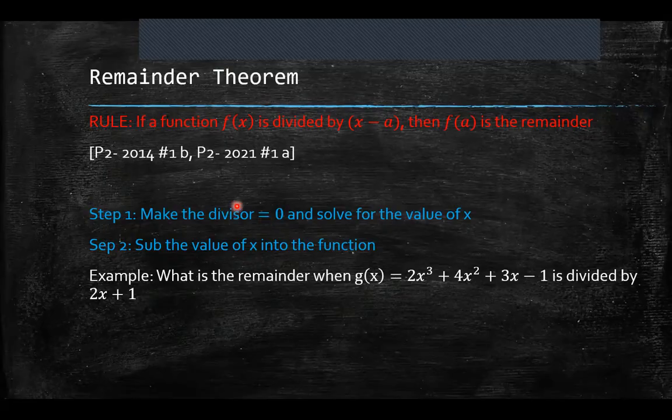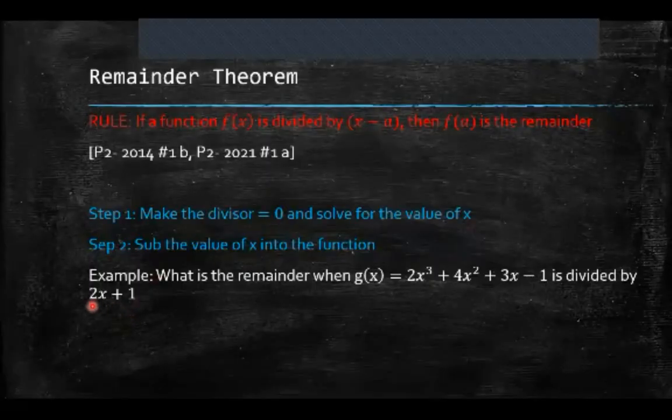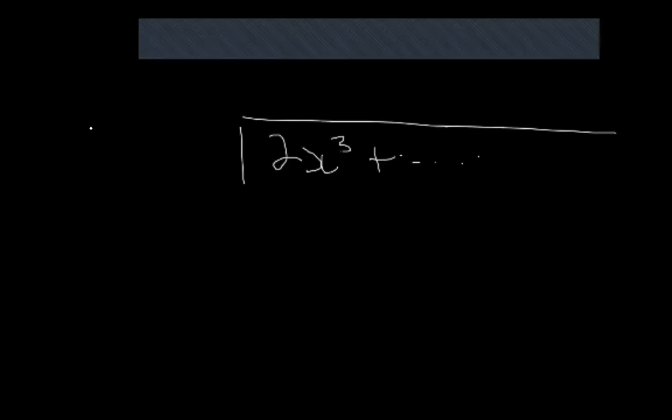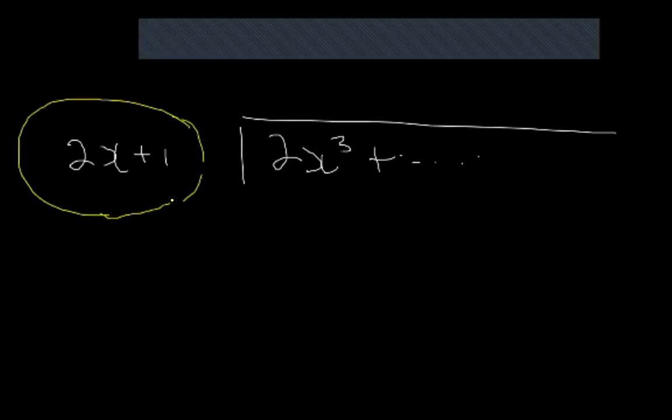The first thing you want to do is put the divisor equal to 0. This is my divisor. Why is that the divisor? That's what I'm dividing by. Let me just show you what that would look like real quick. The polynomial expression says 2x cubed plus whatever, and they told me this is divided by 2x plus 1. This right here is my divisor.